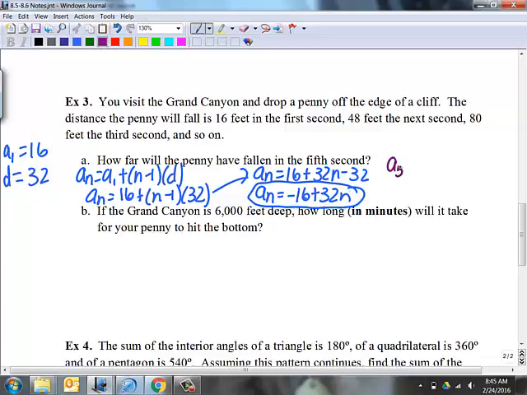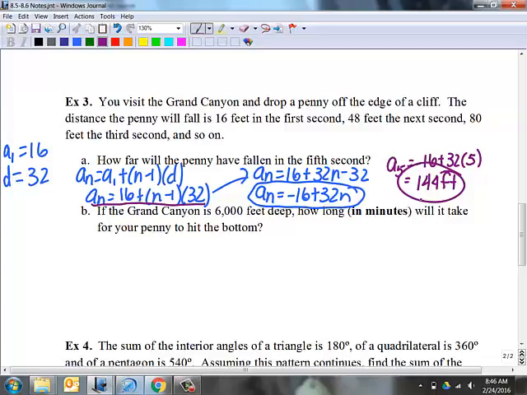So A5 is negative 16 plus 32 times 5. You can plug it in all the way back here. I was just doing this as practice. What do you guys got? 144 feet. Okay, so it's going to fall 144 feet in the 5th second.